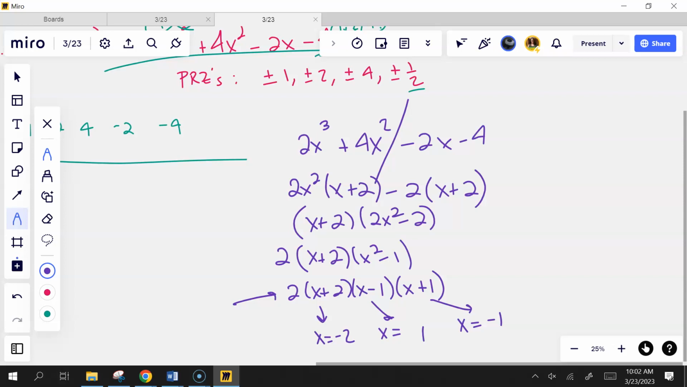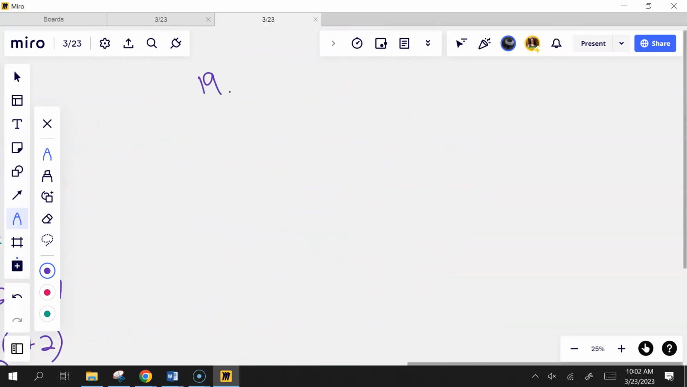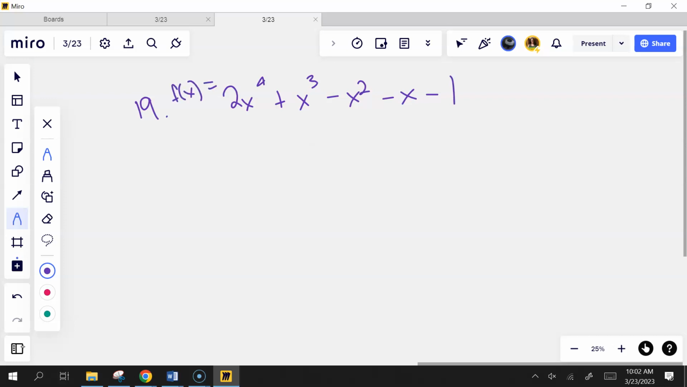Other questions about that one before we move? Number 19. 2x to the fourth plus x cubed minus x squared. How do I already know I can't slash this one? That's right. There's 5 terms here, so gross. So I'm probably going to list, well, let's list the PRZs first. There's not a lot of them again. 1 and 1/2.